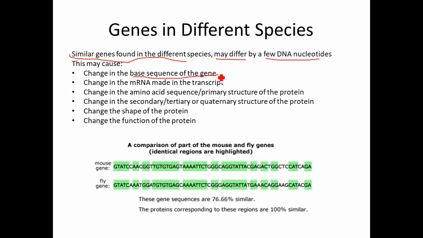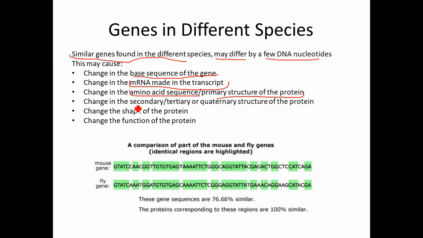Remember, you're now changing some of the letters, which will ultimately change the base sequence, or the sequence of letters. And because we're changing the sequence of the letters in the DNA, this can cause a change in the mRNA made in that transcript. And because we're changing the letters in the mRNA, and remember those specific codons will encode for a specific amino acid, this could potentially cause a change in the amino acid sequence and ultimately change the primary structure of the protein, that sequence of amino acids.